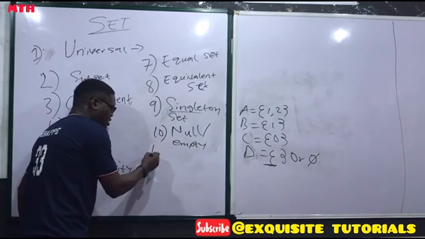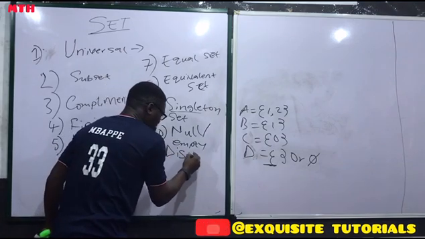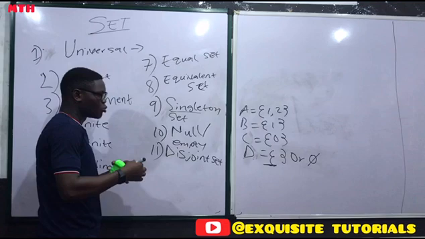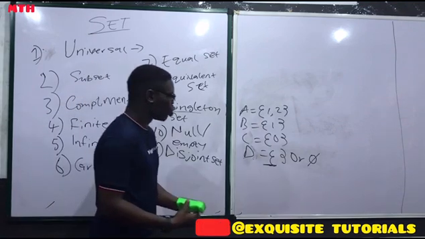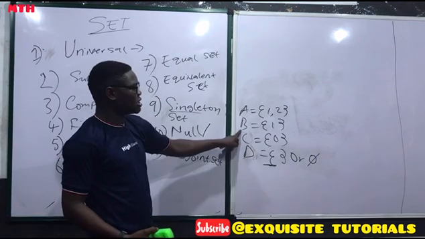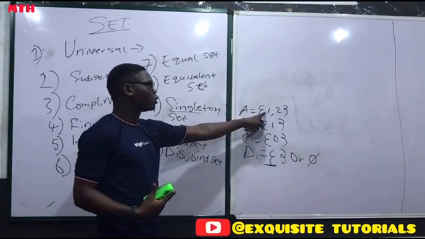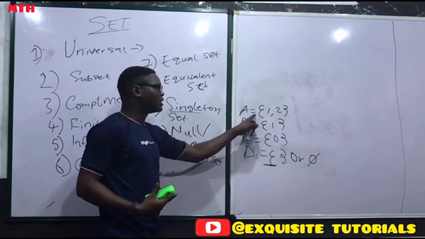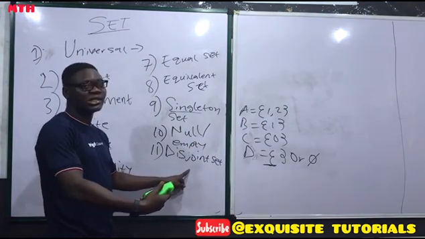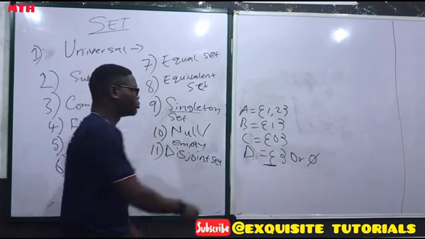So let's talk about the 11th one. Let's talk about the disjoint set. Two sets are said to be disjoint when they have nothing in common. Okay, let's just use this as an example. Now, this set and this set have something in common. They have an element in common. This element they have in common is 1. So, because they have an element in common, they can't be disjoint. Because we said two sets are said to be disjoint if they have nothing in common.